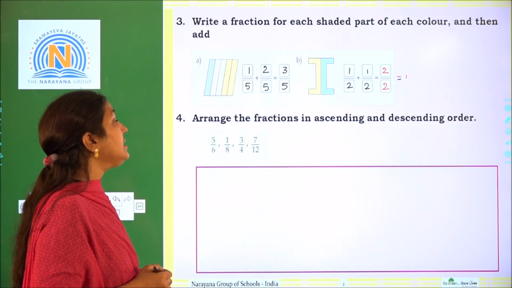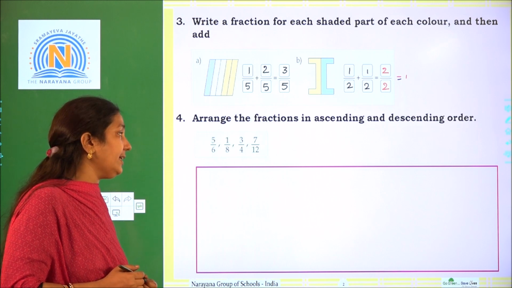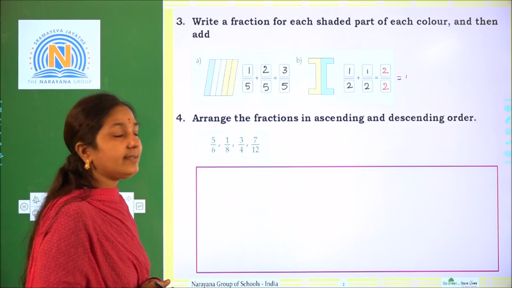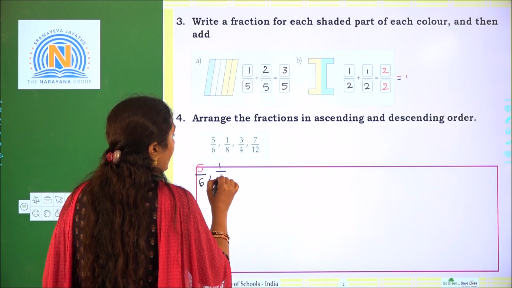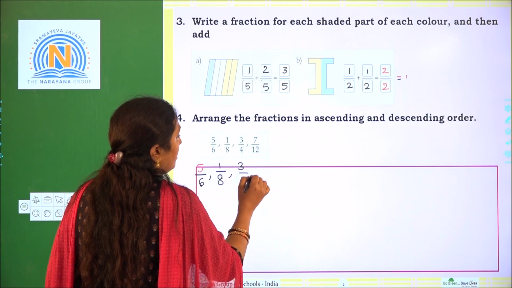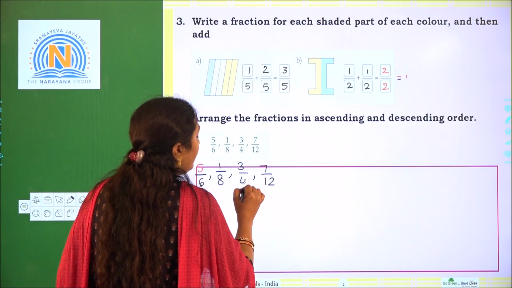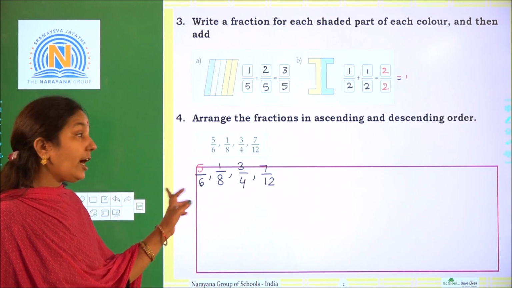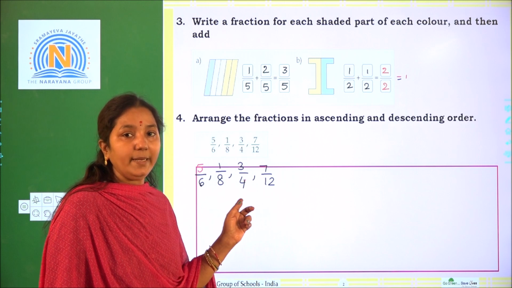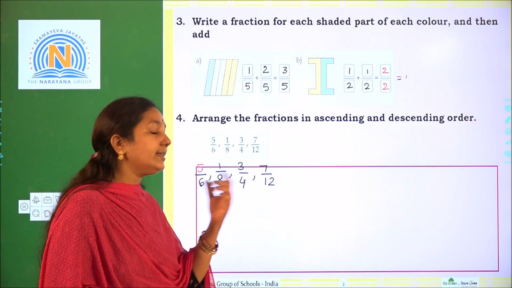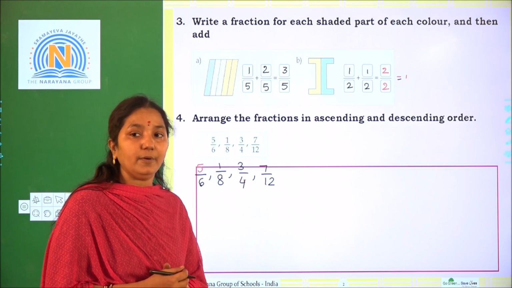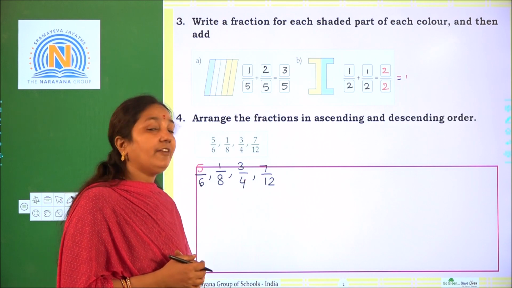Next one, arrange the fractions in ascending and descending order. So what are the given fractions here? 5 by 6, 1 by 8, 3 by 4, 7 by 12. So different denominators are there. So we have to convert to a common denominator for arranging in ascending and descending order. So for that I am taking the least common multiple of the denominators.